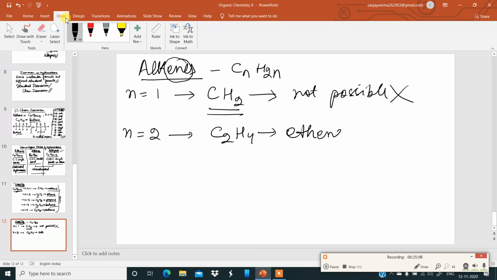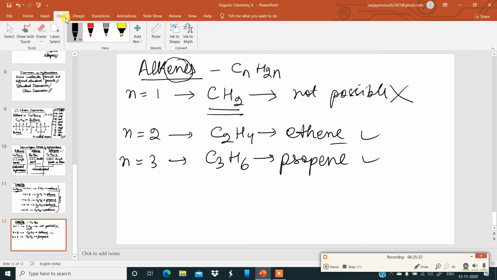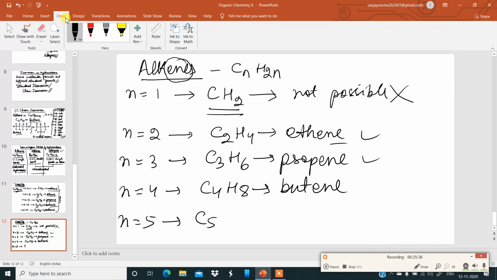It is called ethene. If I put the value of n equal to 3, it becomes C3H6. Three carbon atoms, so it becomes propene. If I put n equal to 4, then I will get C4H8. This becomes butene. Similarly, n equal to 5 becomes C5H10. This becomes pentene. Okay, so these are the alkenes, the second homologous series of hydrocarbons.